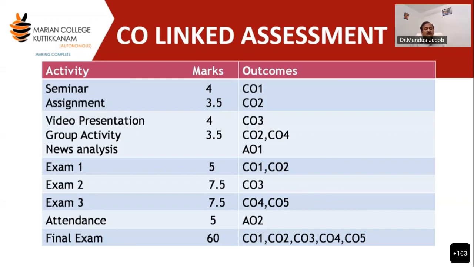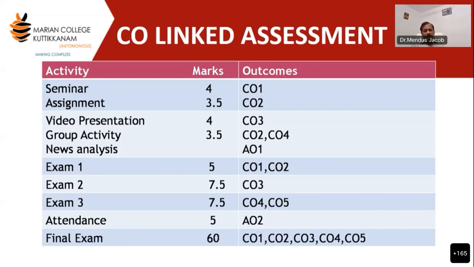The attendance carries 5 marks. In total, you can see the total marks is 40, and that is the marks for the continuous assessment, and 60 for the final exam. Final exam means the semester end exam. You may have questions from all the modules or all the units, so that all the outcomes will be covered in that question paper. Suppose you may have 20 or 25 questions in the question paper. Each and every question you can map to different COs. Definitely it will cover all the COs, and it should be like that.